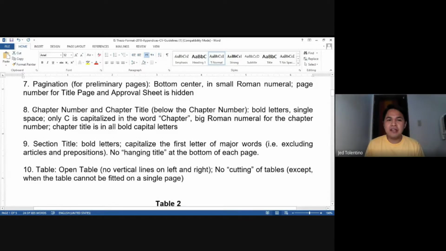Chapter number and chapter title. So, paano to? Below the chapter number, halimbawa nakalagay, chapter 1, bold letters, single space, only letter C is capitalized in the word chapter. So, hindi buong CHAPTER ay nakakapitalize. And big Roman numeral for the chapter number. Chapter title is in bold capital letters.